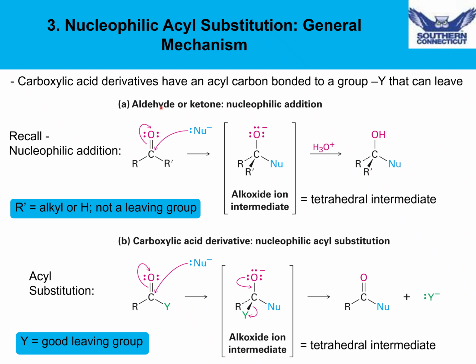This reaction has some similarities to nucleophilic addition reactions, which we covered earlier this semester. Nucleophilic addition is a reaction that occurs with ketones and aldehydes, where a nucleophile adds to the carbonyl carbon. It breaks the double bond of the carbonyl to give us an alkoxide intermediate. Alkoxide means we have a negative charge on the oxygen. We sometimes refer to this intermediate as a tetrahedral intermediate, so it's tetrahedral at the center.